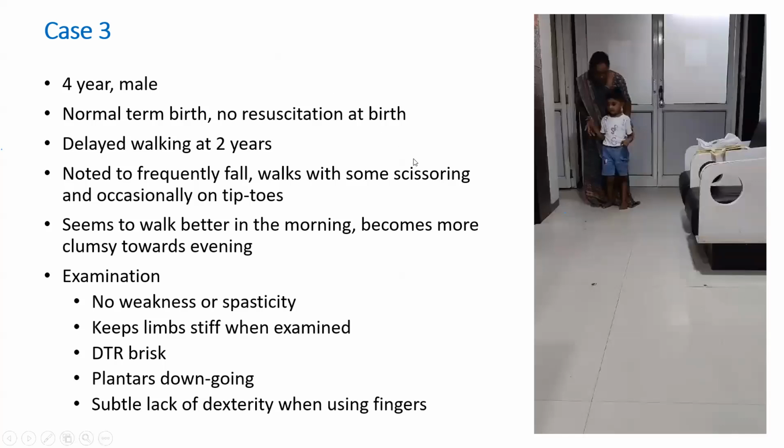It's a 4-year-old male born at term, no resuscitation at birth, slightly delayed walking, noted to fall frequently, again walks with some scissoring and occasionally on tiptoes, seems to walk better in the morning, becomes more clumsy towards the evening. On examination, there is no significant weakness or spasticity, but if you touch his limbs, only then he becomes a little bit stiff. His reflexes are brisk, his plantars are downgoing, and there's a subtle lack of dexterity when using his fingers.